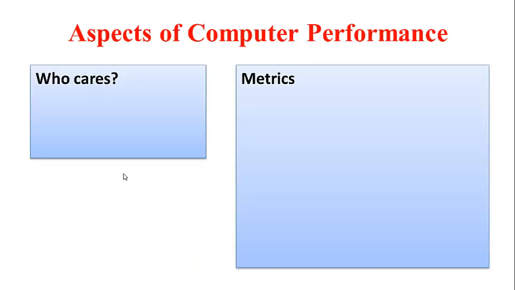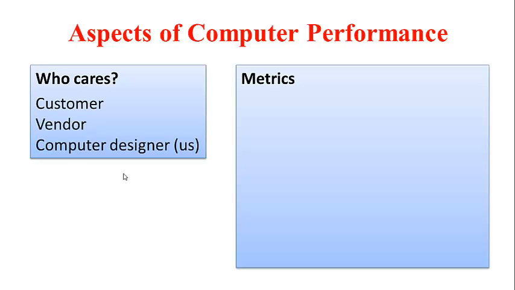First, let us identify who are the set of people who care about computer performance. What are the different categories of people you think care about computer performance? The set of people who worry about computer performance fall into at least three categories. One is the customer who uses the end computer. Next is the vendor who is trying to sell the computer. And the third category is the computer designer. We are computer designers, and it is from this perspective that we will be looking at computer performance.